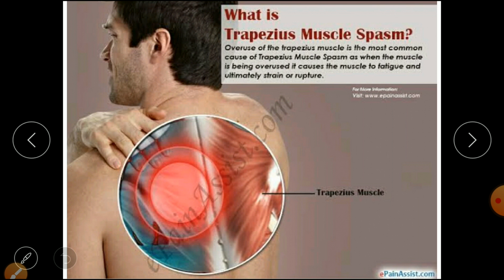What is trapezius muscle spasm? Overuse of the trapezius muscle is the most common cause of trapezius muscle spasm. When the muscle is being overused, it gets fatigued and ultimately it leads to strain or rupture of the muscle, which gives you excessive pain at the upper back and the neck region.